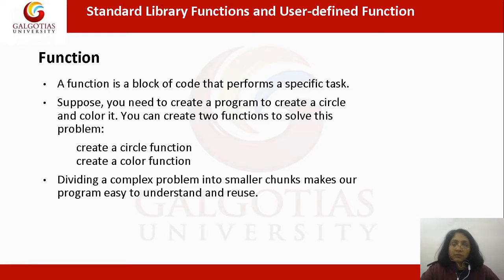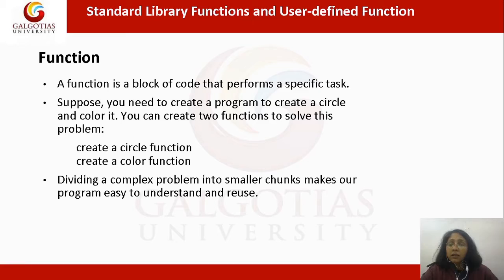Now, what is a function? A function is a block of code that performs a specific task. Suppose you need to create a program to create a circle and then color it. Then for this purpose, you can write two functions, one for creating the circle, like create, and another for giving color to the circle, where a circle object will be a parameter to the function. So for that, we can write create and color.